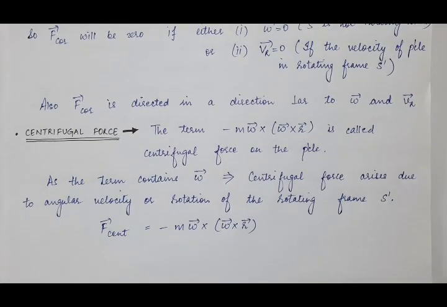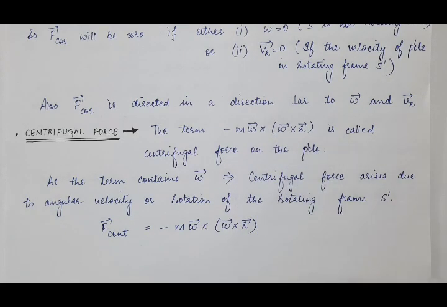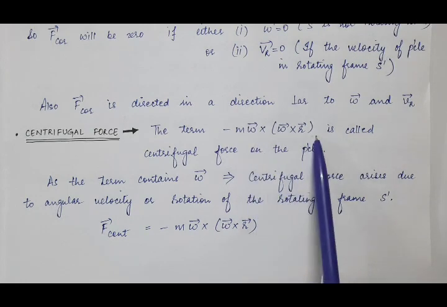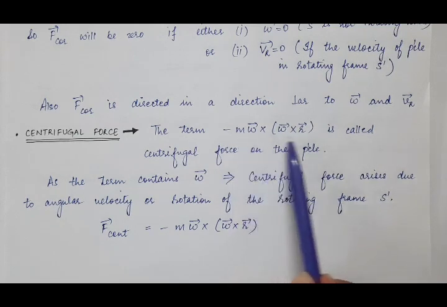So the next term in that expression was minus m omega cross r. And this term is called the centrifugal force on the particle. If we have a positive sign here, then this term would be representing centripetal force on the particle. And what is the difference between centripetal force and centrifugal force?